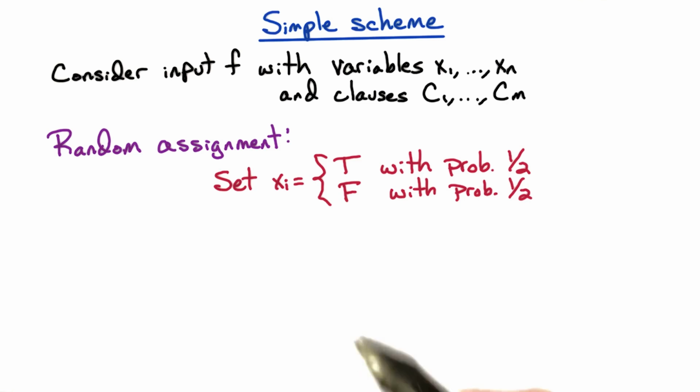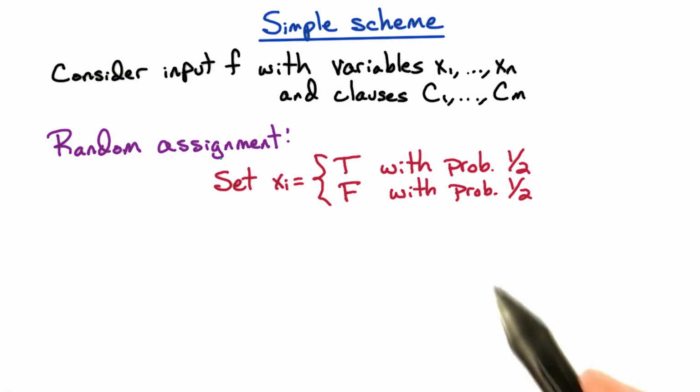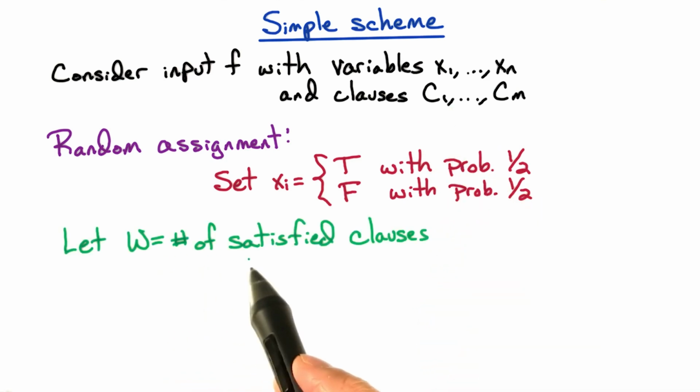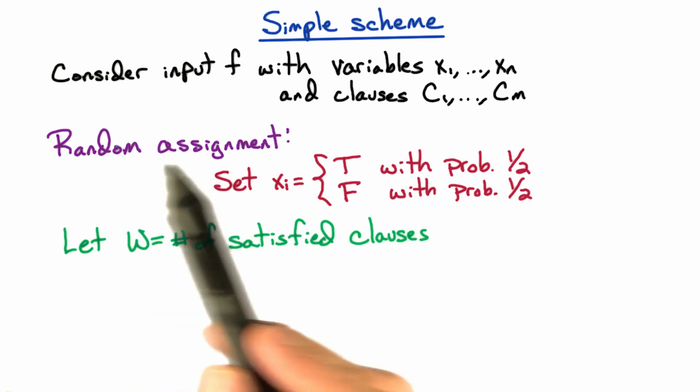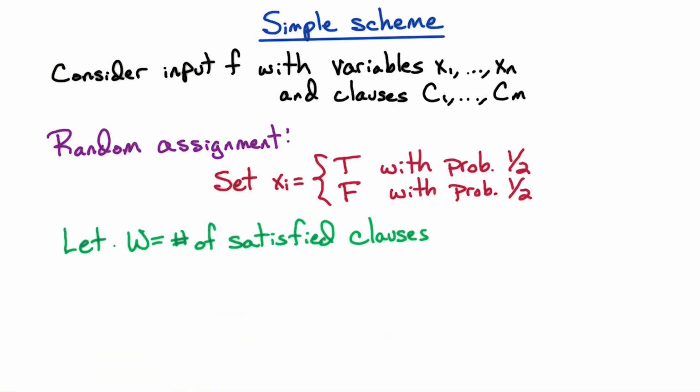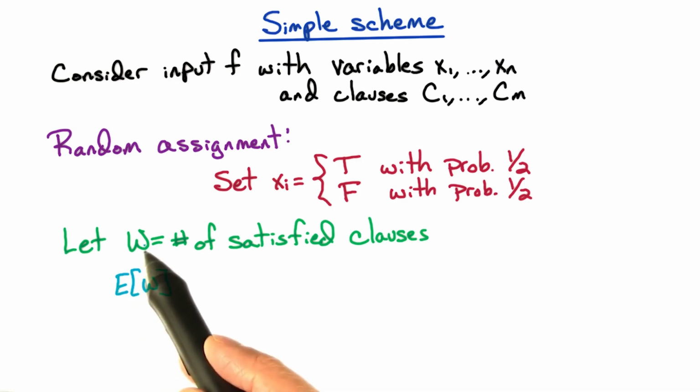We want to look at the expected performance of this random assignment. How do we measure the performance of the algorithm? Well, we measure the performance by looking at the number of clauses satisfied. Therefore, let W denote the number of satisfied clauses by this random assignment. Since the assignment is random, W is also a random variable. Since W is a random variable, we want to look at its expected value, which in some sense is the average value of W. In particular, the expectation is the average value of W weighted by its probabilities.